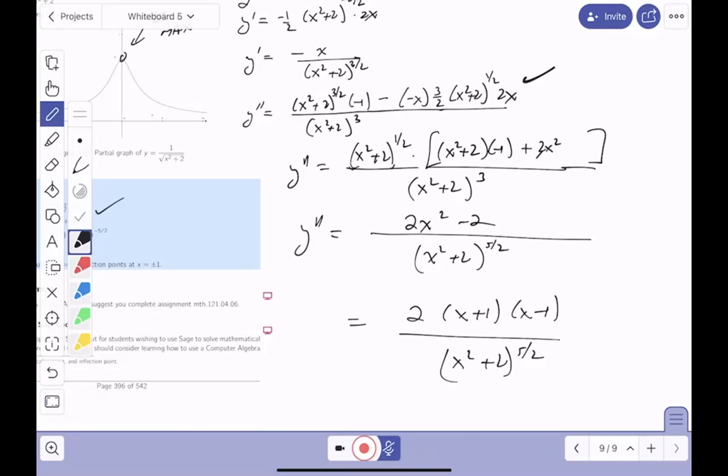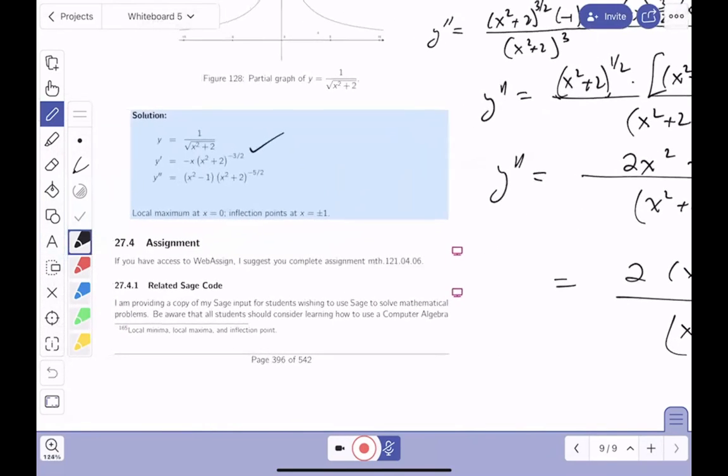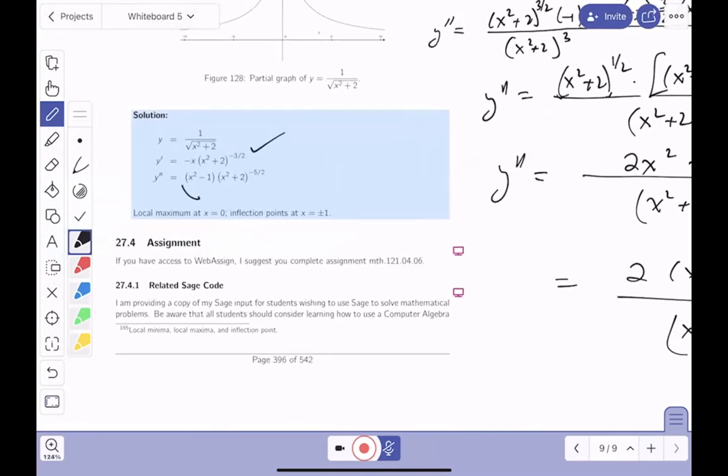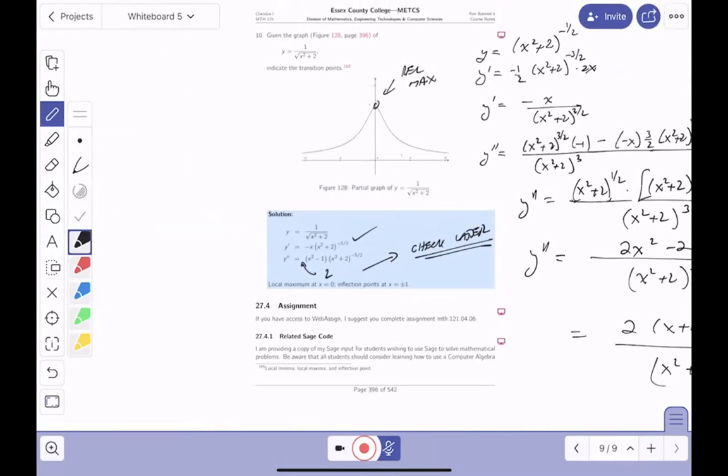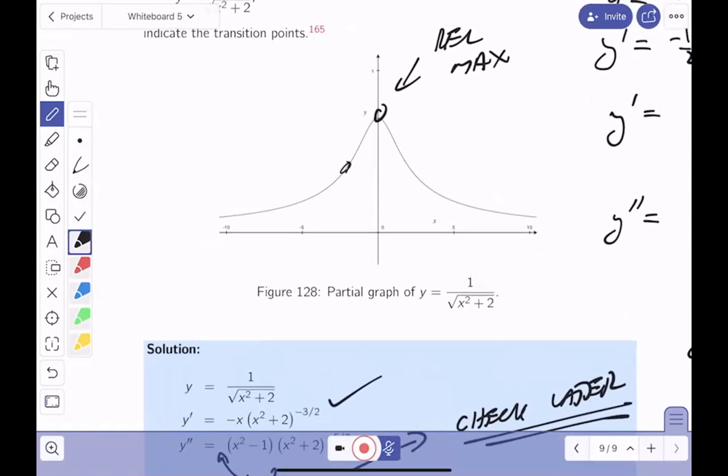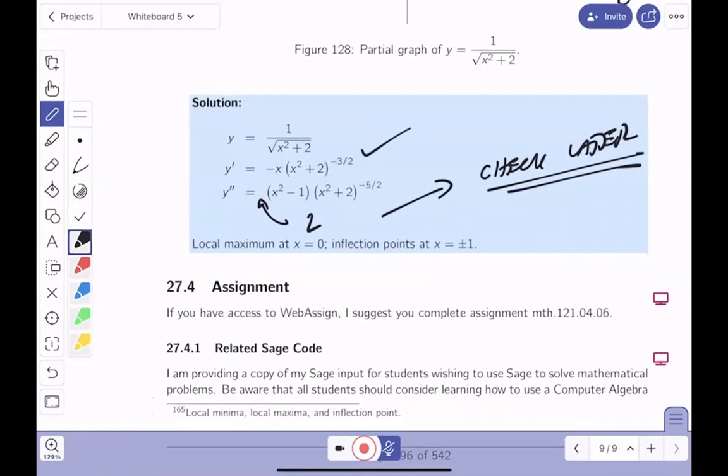Let's see. I say I'm missing a 2 over here. I'll check that later though. If I need to update my notes, I will. Okay, let's take a look though. A plus or minus 1 seems reasonable. Looking at this, with plus or minus 1, I'm definitely seeing concavity changing. All right, so that looks pretty reasonable.